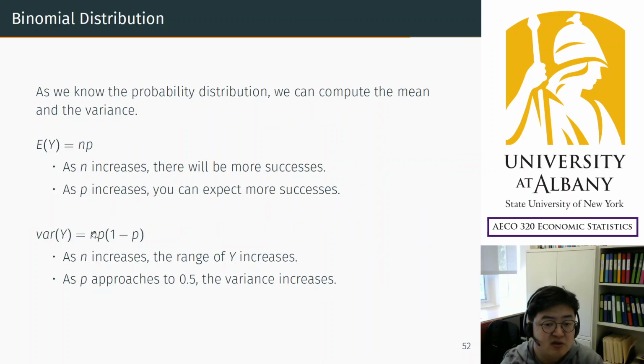So n is also multiplied. Here, the same intuition holds. When n increases and p increases, the mean increases, the number of successes increases, of course. But variance increases in n, but not exactly in p. Variance is maximized when p equals 50%. But when p approaches 0% or 100%, the variance will decrease.